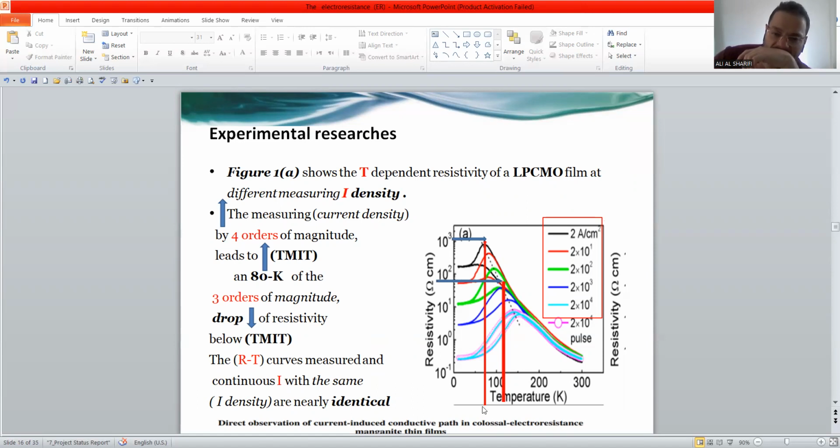Here we have 3 critical points. Approximately, the first one is approximately 80 Kelvin. After more than 50 Kelvin, the hysteresis will start to appear. Until 170, when the hysteresis will disappear, with all of these colors overlying each other.